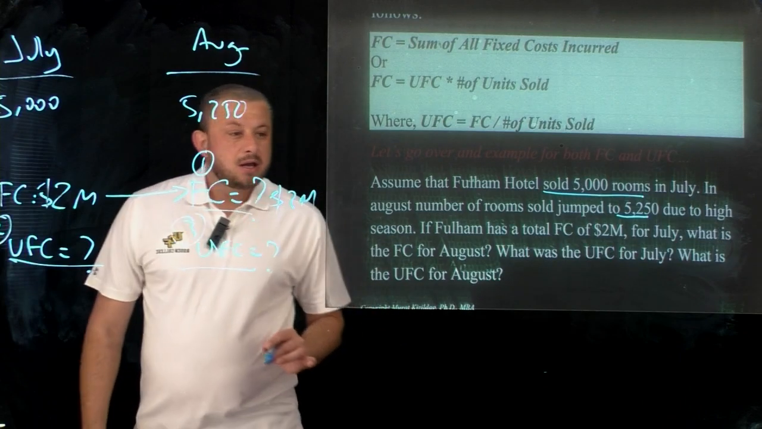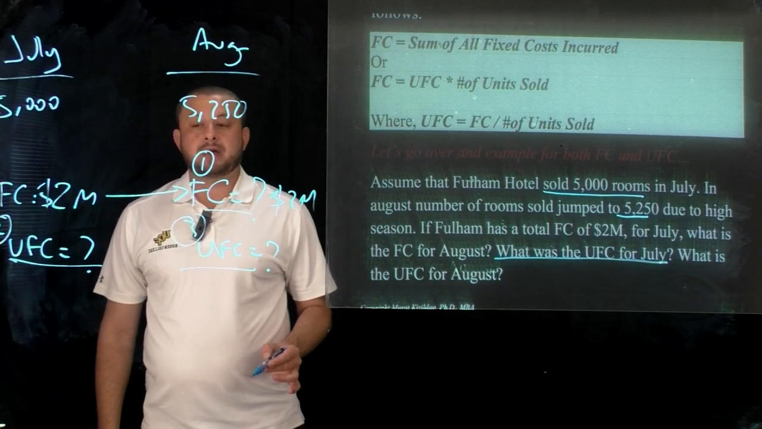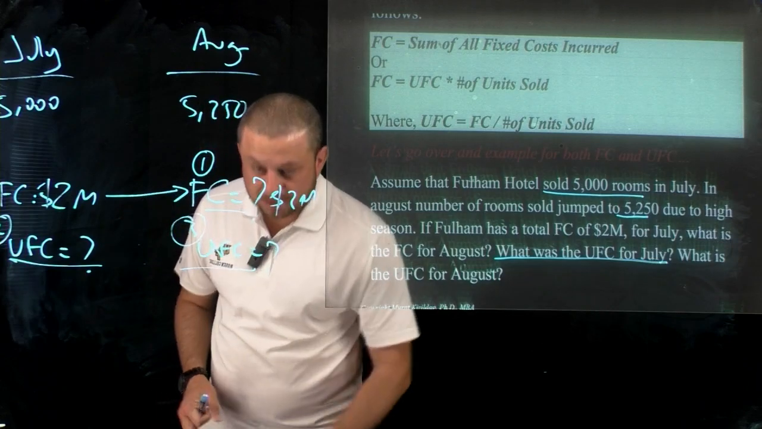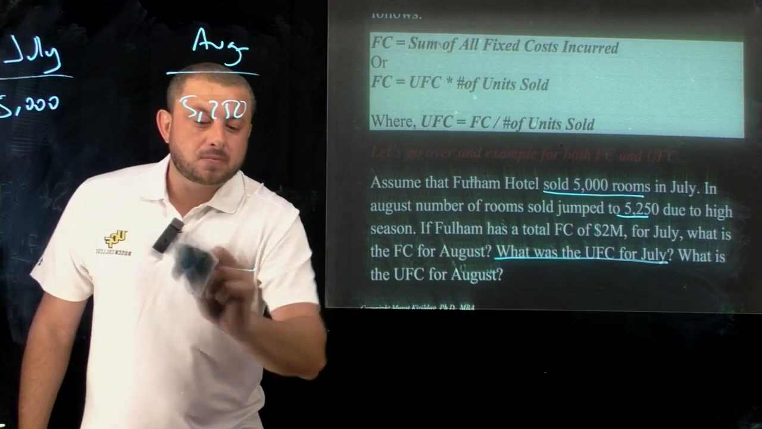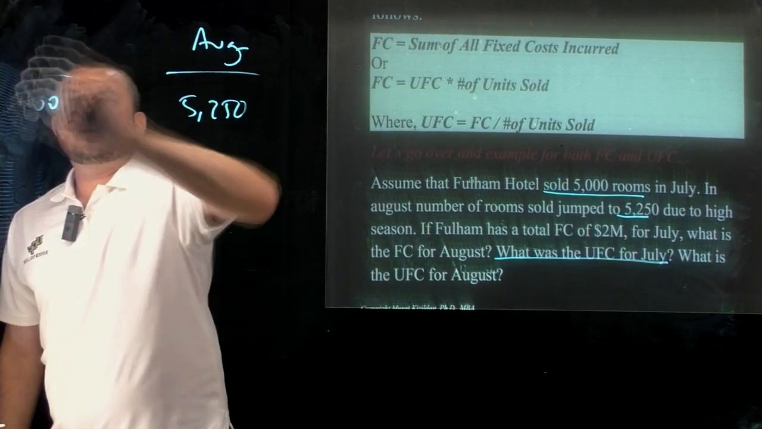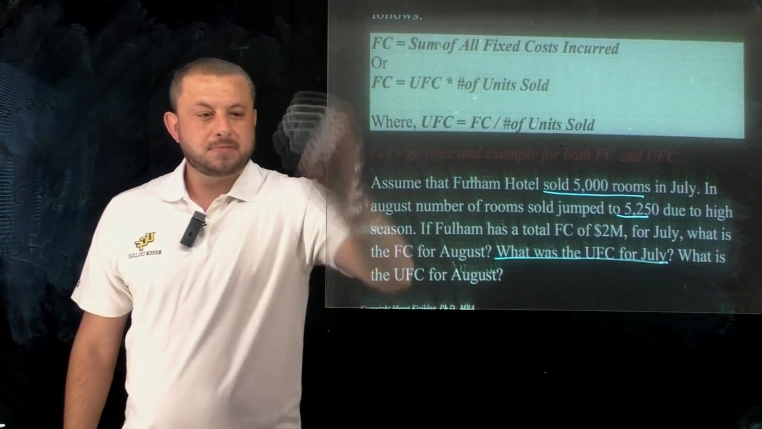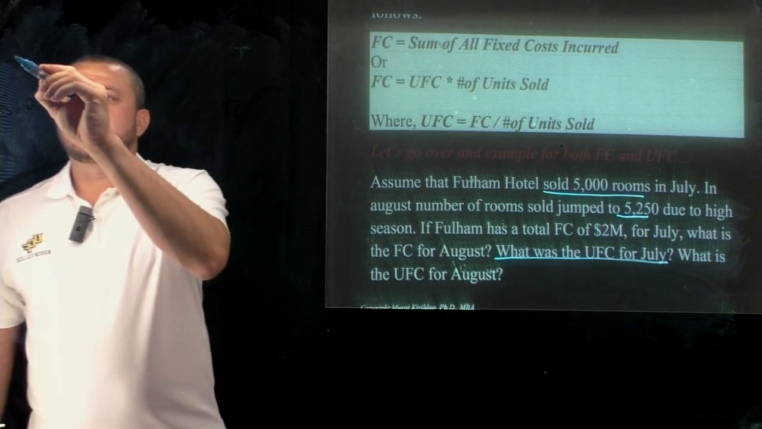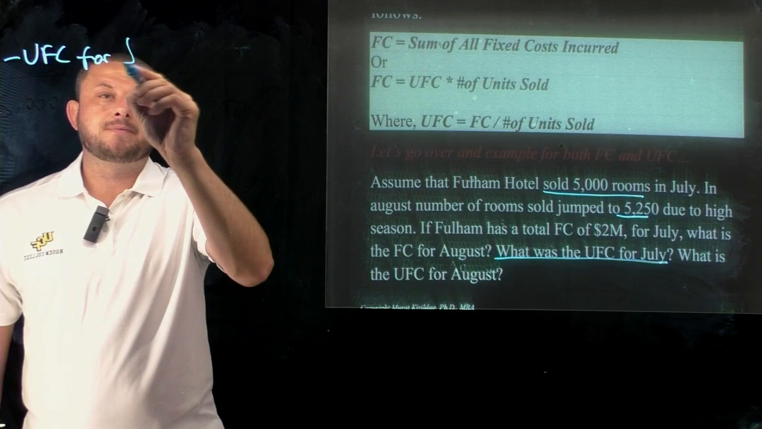I'm good to go. The second question is, what was the UFC for July? Guys, remember the 4 steps. Let me just clear this, and then I will solve for it. Remember 4 different steps we have to utilize. Understand the question, first step. What am I solving for? I'm solving for UFC for what? For July.